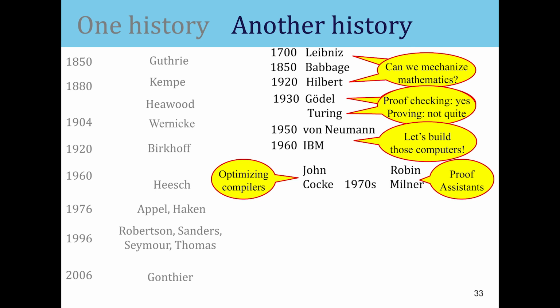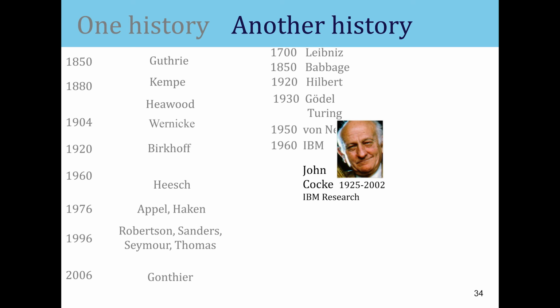So John Cocke was one of the most influential computer architects of the 20th century and one of the most influential compiler designers. So the compiler is the thing that translates your source program, your Fortran program, or whatever, to machine language. Cocke was a member in the 1960s of the team that built the Fortran H, the IBM Fortran H optimizing compiler, which was actually used by Appel in the four-color theorem.